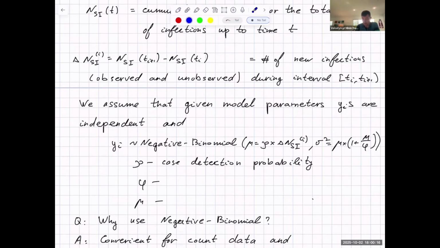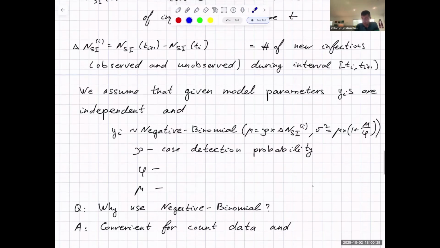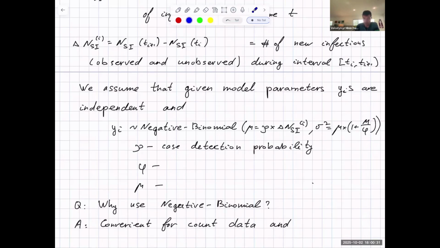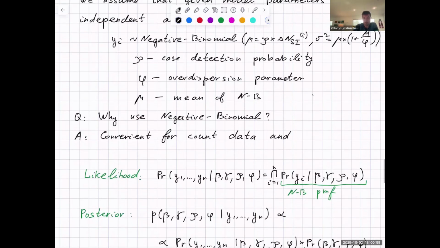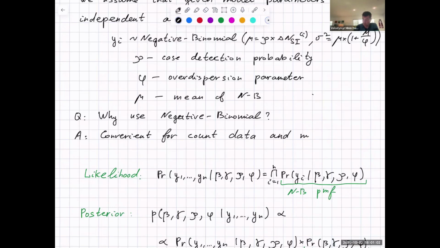And so we're going to say that the y_i are noisy realizations of some proportion of infections that we have actually observed, because not all people are testing, not all people even have symptoms. The other parameters are: E is an overdispersion parameter of the negative binomial, mu is just the mean of the negative binomial in my notation here, and sigma squared is the variance. The reason for using a negative binomial is that it's convenient for count data, but more importantly, it's more flexible than, let's say, Poisson. We could assume Poisson, and some people do, but I don't advise that.